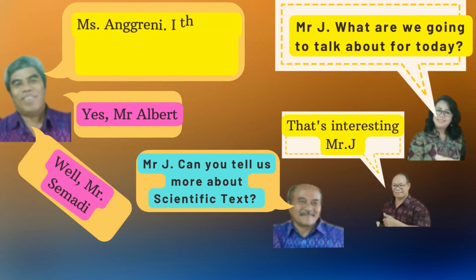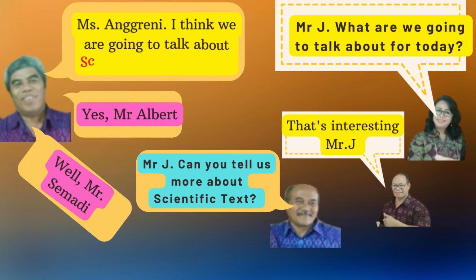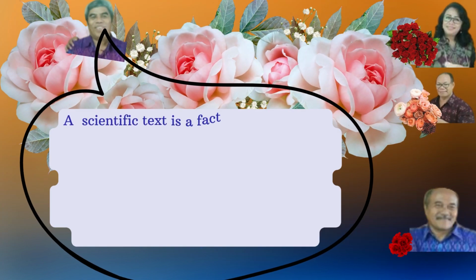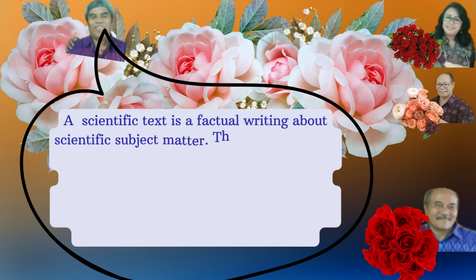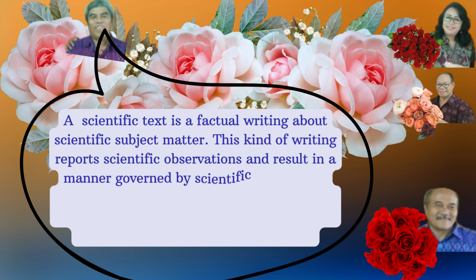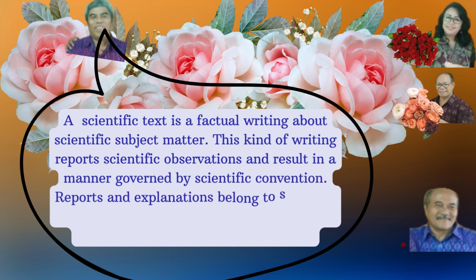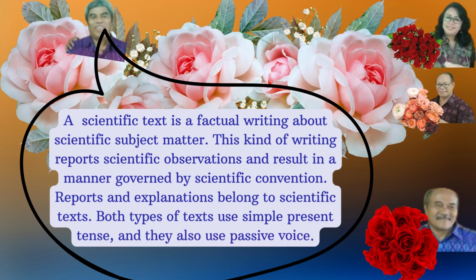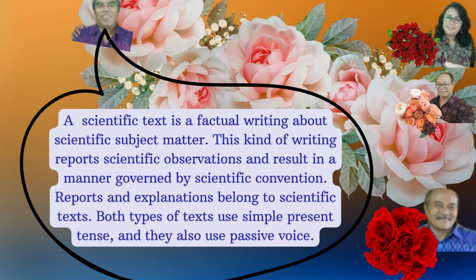Mr. J, what are we going to talk about for today? Ms. Angriani, I think we are going to talk about scientific report text. That's interesting, Mr. J. Yes, Mr. Albert. Mr. J, can you tell us more about scientific text? Well, Mr. Samadi, a scientific text is a factual writing about scientific subject matter. This kind of writing reports scientific observations and results in a manner governed by scientific convention. Reports and explanations belong to scientific texts. Both types of text use simple present tense, and they also use passive voice.